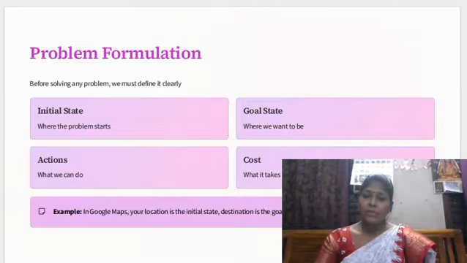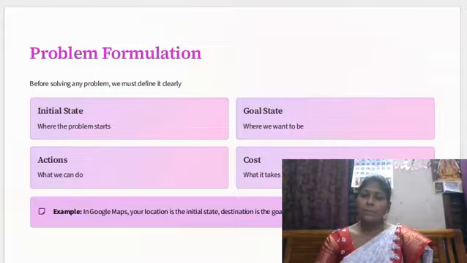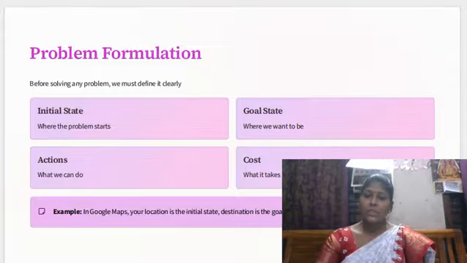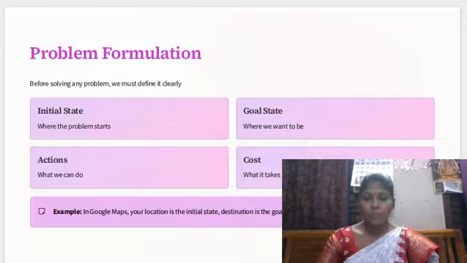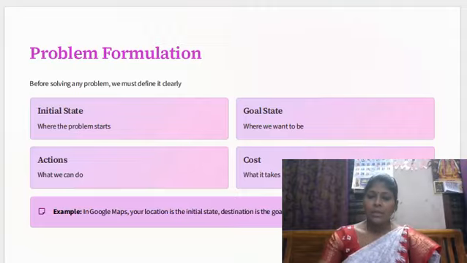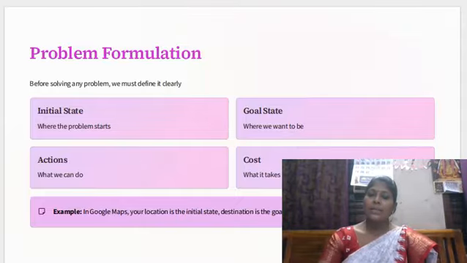Before we solve the problem, we must define it clearly. So what is meant by problem formulation? Problem formulation has four parts. The first is the initial state, the second is the goal state, the third is the action, and the last is the cost, which is the result. The first three work for the actions. So first the initial state, then the goal state, then the action state, then the cost state.